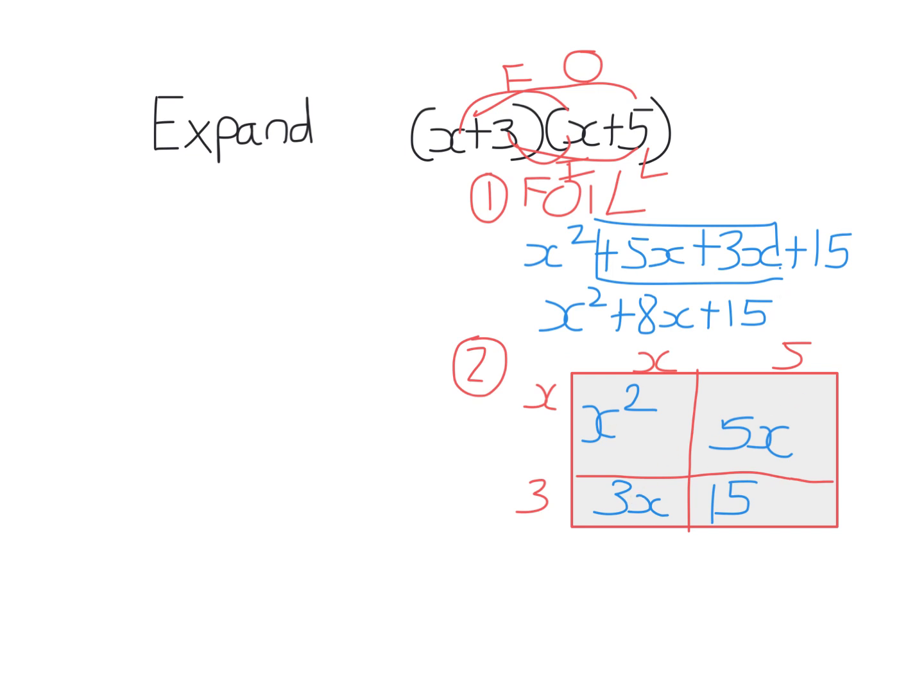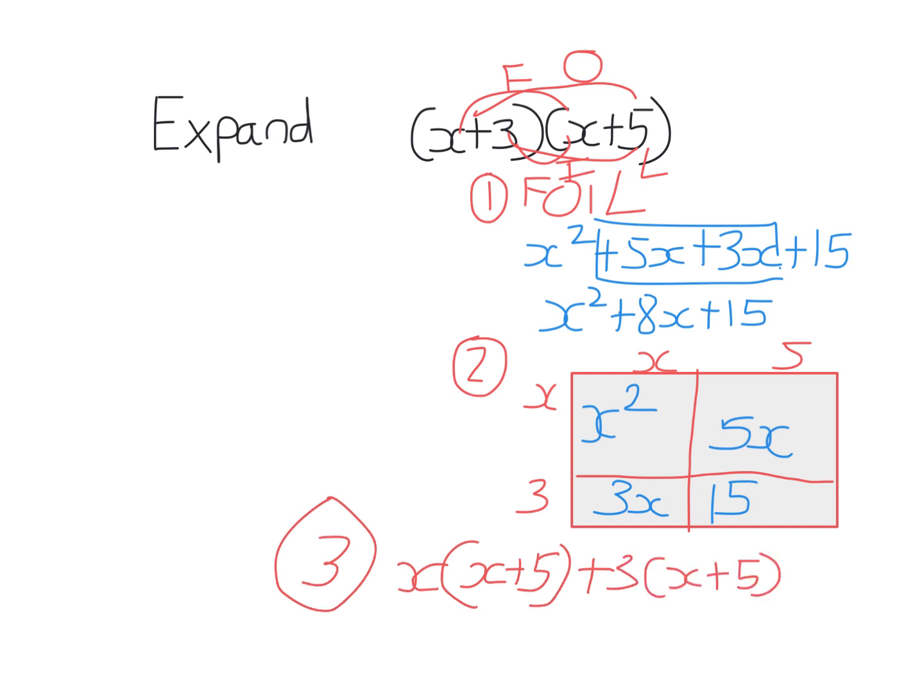So the third way you can think of it, remember, multiply everything in the first bracket by everything in the second bracket. So what we do is we take x from the first bracket and multiply it by everything in the second bracket, and then we take 3 and multiply that by everything in the second bracket.